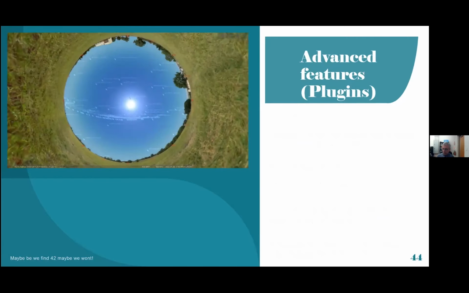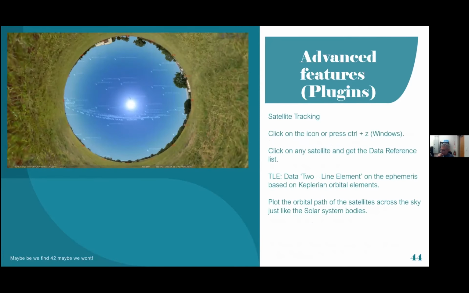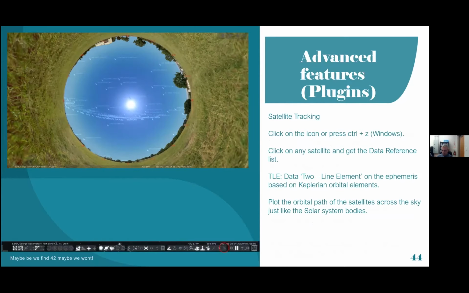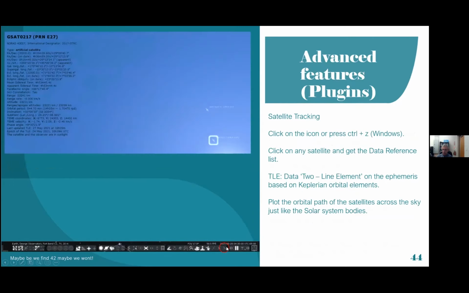And of course, you've got your satellites. You press Control Z, you get your two-line element, which is your TLE data using Kepler's orbital elements. And you can plot orbital paths of satellites across the sky, just like the solar system bodies. And that's right there, that satellite feature. So you get your satellite, so you can get the coordinates and the velocities, and you get the latest update. You can get the range, you get the altitude of the satellite. You see how it moves across the sky.